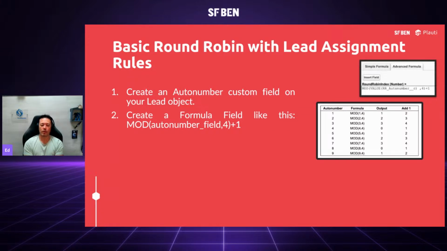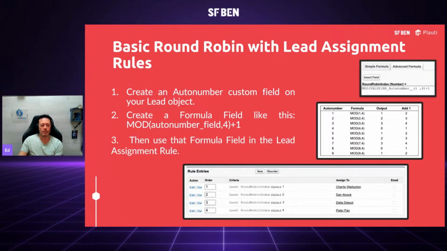And then it follows through: 2, 3, and when you get to 4 divided by 4, that goes to 0, and so on and so forth. So what you end up with is an output which cycles through 1, 2, 3, 0, 1, 2, 3, 0, and so forth. Just to make it a little bit more user friendly, if you add 1, then we get 1, 2, 3, 4, 1, 2, 3, 4. With that formula field, we can refer to it in our lead assignment rule.